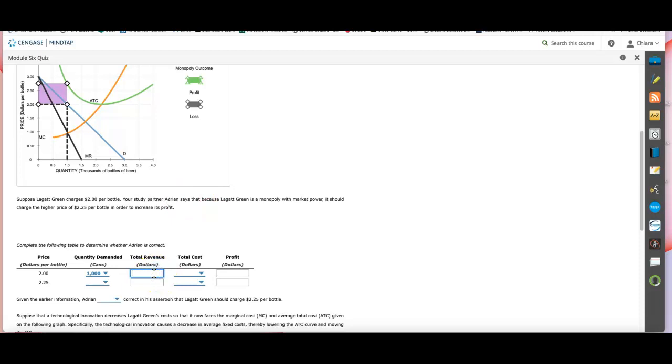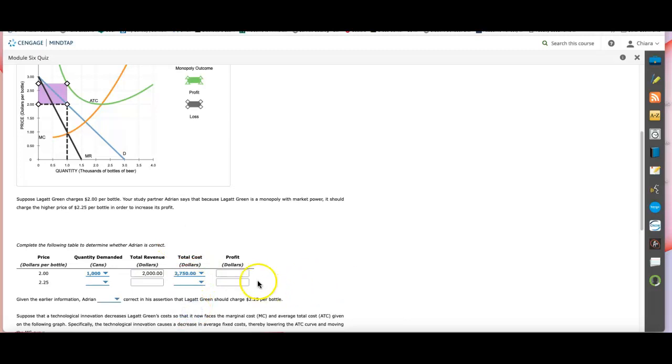So we're going to write $2,000 in here. The total cost. What is the total cost? Now the total cost came up here at about $2.75, the average total cost. So the total cost can be the average total cost times the quantity. So we're going to do 2.75 times 1,000. That equals 2,750. Let's see if we can find it.